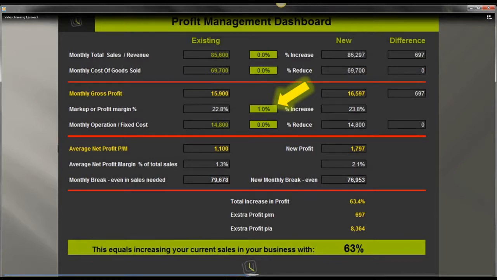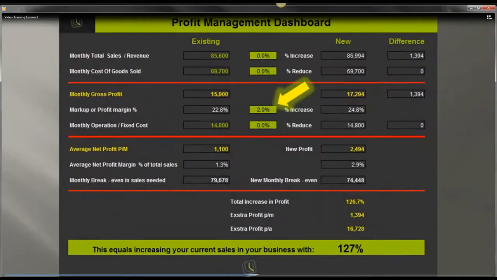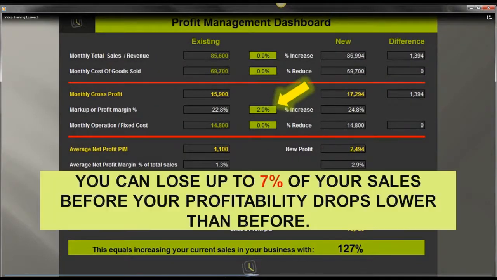And of course, this price increase will also increase your sales automatically. So let's see what happens when you increase your prices with 2%. Wow, that's a 127% increase in profit. And what's better, at these numbers, you can lose up to 7% of your sales volume before your profitability drops to a level lower than where you were in the first place.